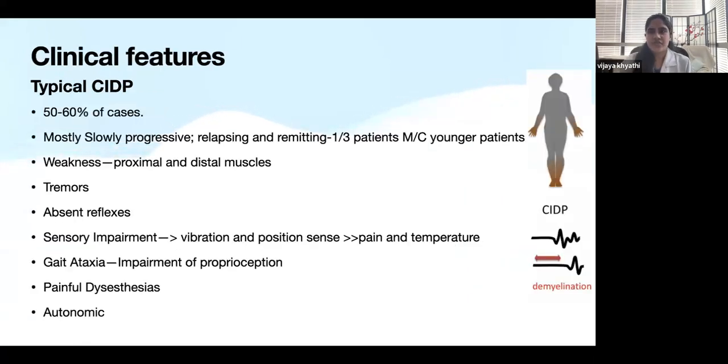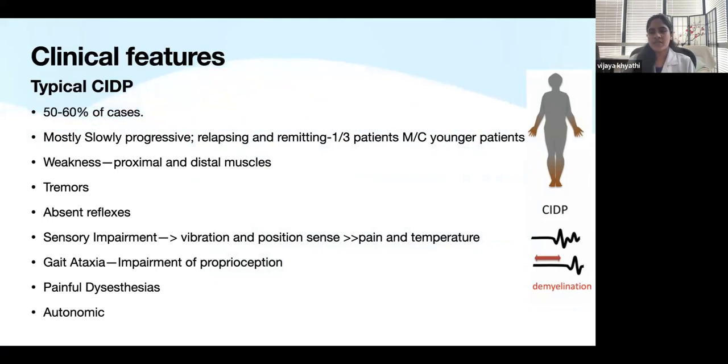Clinical features of CIDP again vary depending upon the type of patient we have. Most of the patients are of the typical kind, which is slowly progressive. There are some cases of relapsing remitting type of progression, which is most commonly seen in younger patients. The weakness is in both proximal and distal muscles, and it's mostly seen in both upper and lower limbs.